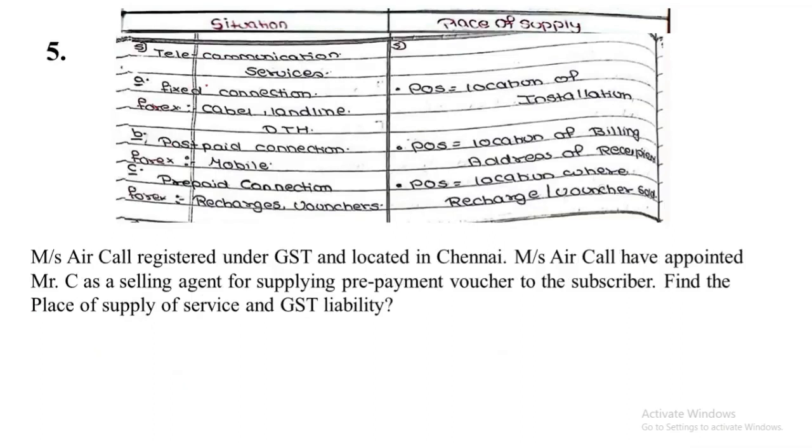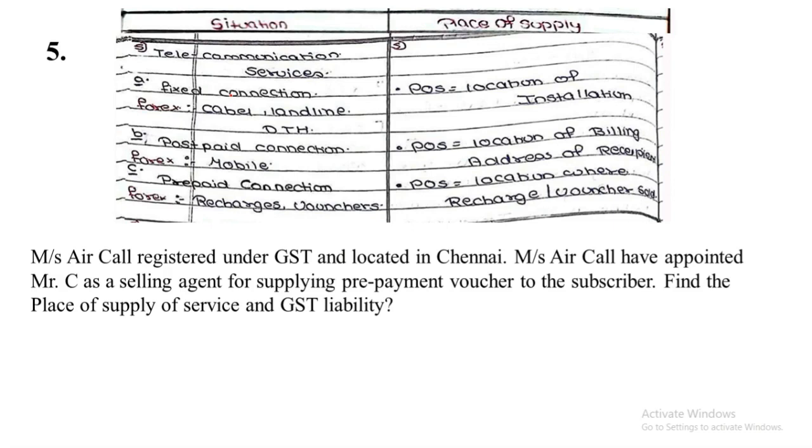Next, telecommunications. Now this is based on all telecommunication services in which we have fixed connections for a forex, cable, landline, DTH service. So here your place of installation will become your place of supply. For postpaid connection, that is for your mobiles and your forex, here your place of supply will be the billing address of the recipient. And for prepaid connection, wherever your recharge or vouchers are being sold, that place will become your place of supply.